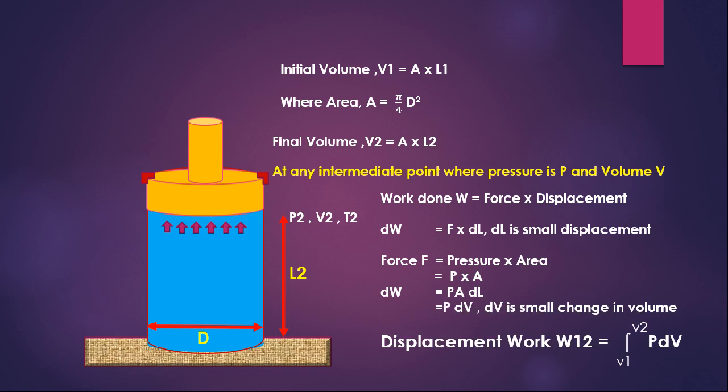That means that if you integrate the infinitely small work done during a small volume change dV, I will get the displacement work as the integral from V1 to V2 of PdV. This is what we call displacement work. There are other kinds of work, that is, other than displacement work. We will be explaining those kinds of work in other lectures, and this is the basic equation for displacement work where the pressure is constant.